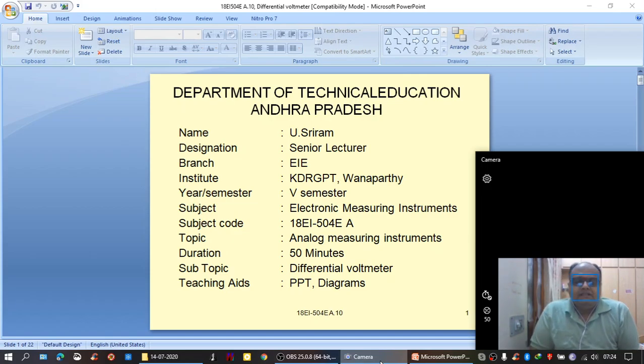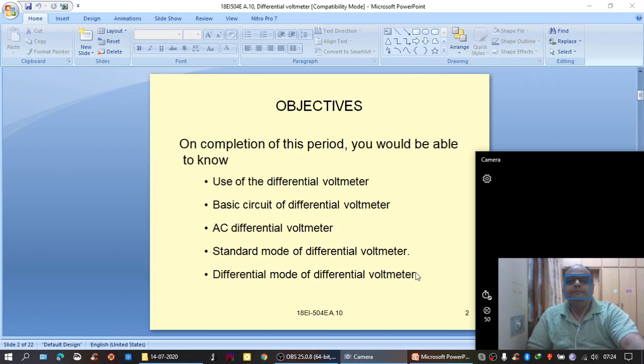In today's class, I will discuss about differential voltmeter. We will see what is the use of differential voltmeter and what is the basic circuit of differential voltmeter and how it functions.